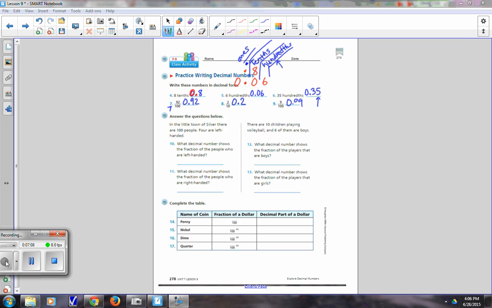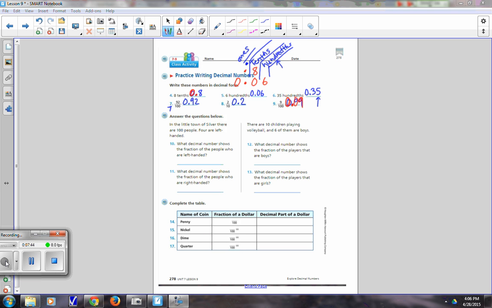Now with 35/100, I have 3/10, 30, correct? 3 needs to sit in the 10ths place. 5/100, 35/100 needs to sit in the 100th place. And then I continued with 92/100. 2/10 and 9/100. If you notice, placeholder, decimal, placeholder, 9.